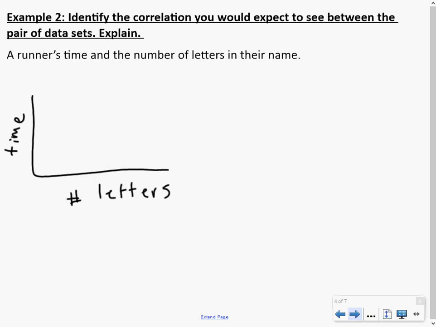Now, we don't actually have a set of data here to look at, but thinking logically, we know there is no relationship between the length of a person's name and their time in a race. So we can say the data would probably look something like this. It would probably be all over the place because there would be no correlation between these two variables.